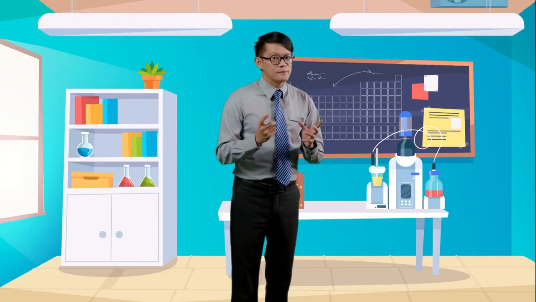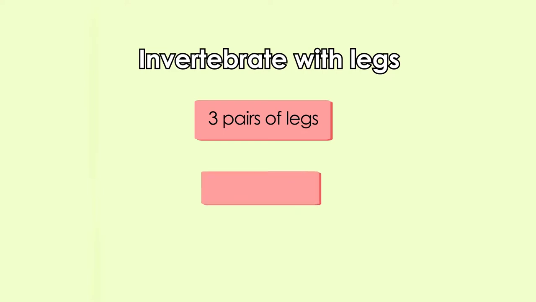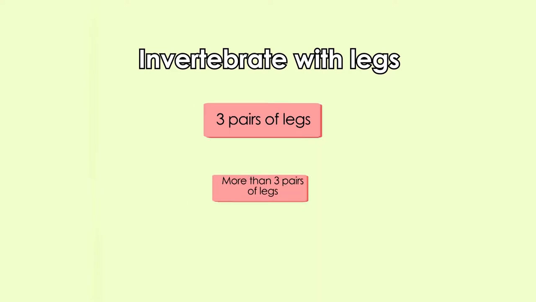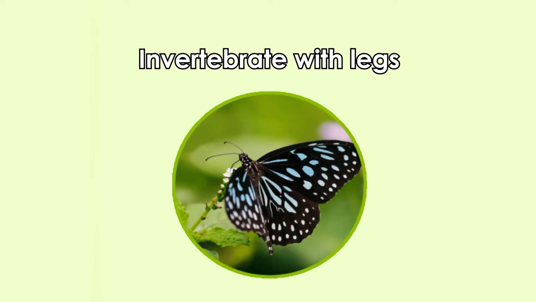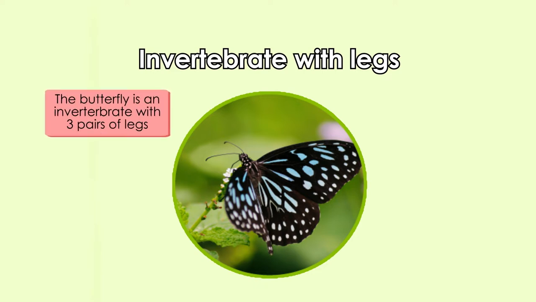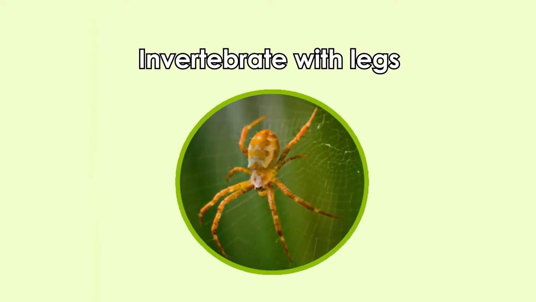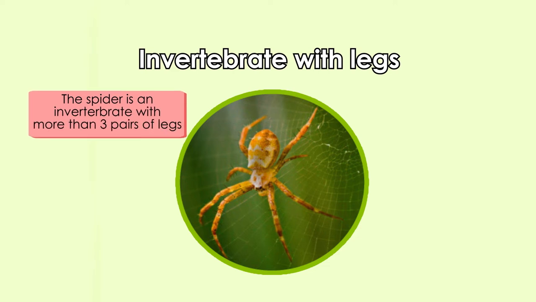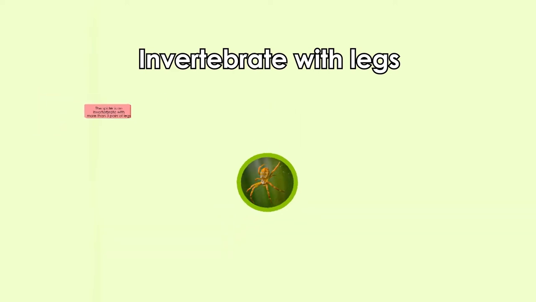Invertebrates with legs can be classified into invertebrates with three pairs of legs and invertebrates with more than three pairs of legs. Wow! This is a nice butterfly. The butterfly is an invertebrate with three pairs of legs. How about a spider? Good! The spider is an invertebrate with more than three pairs of legs.